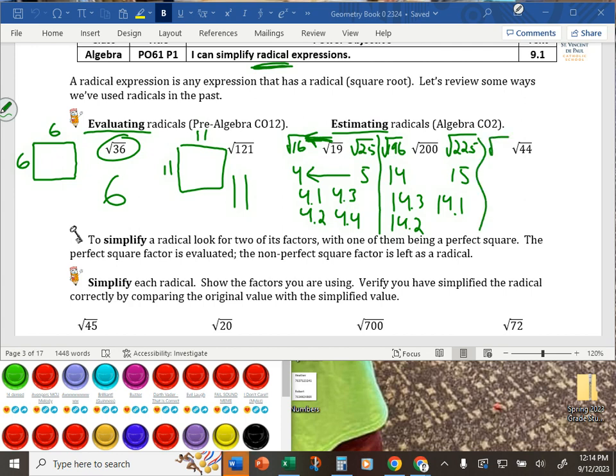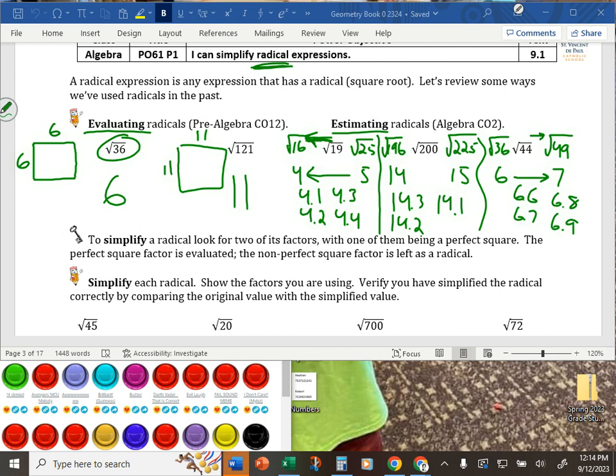36 and 49 are the perfect squares. Root 36 is 6. Root 49 is 7. And so what would your estimation be? 6.7. It's closer to 7 because 44 is closer to 49 than it is to 36. So 6.6, 6.7, 6.8, 6.9, anywhere in there.